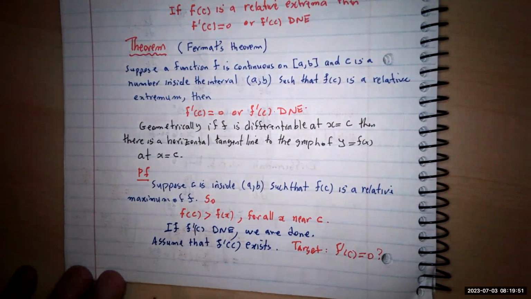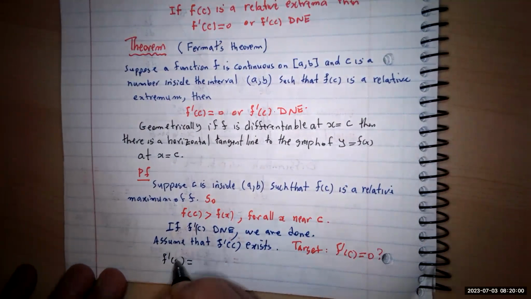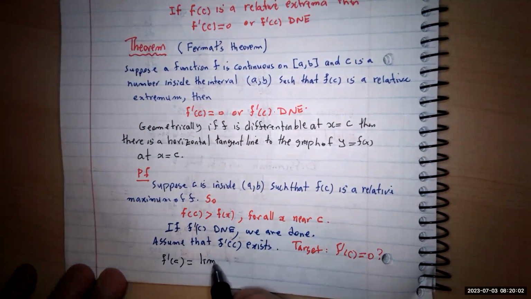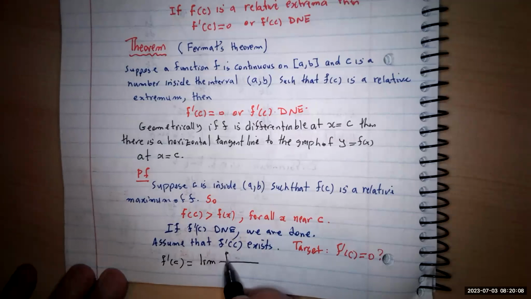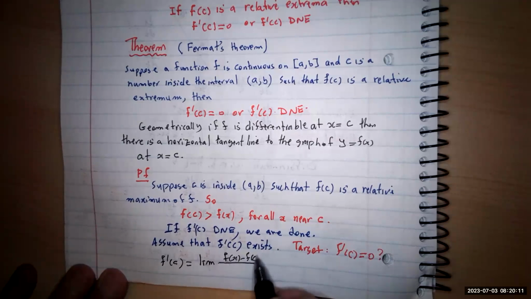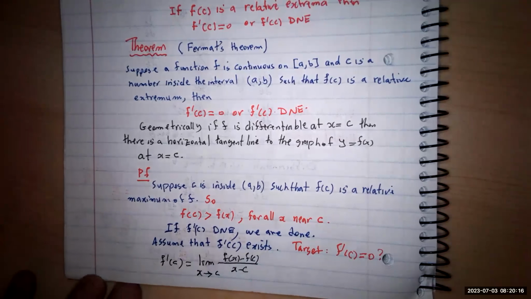Remember the definition of f prime of C? What's the definition of f prime of C? There you are. f prime of C is equal to, I use the slope form, the secant line form, the limit of f of x minus f of C over x minus C, as x goes to C. That's the definition that you have. Remember, I want to prove that f prime of C is equal to 0. And I know that f of C is greater than f of x.